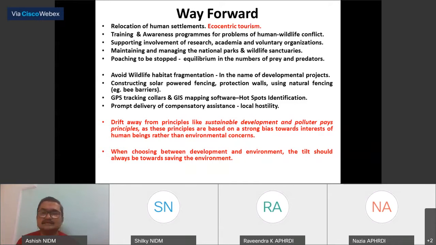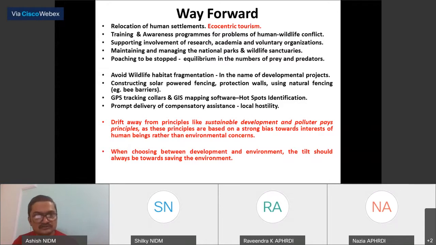Then we have to maintain and manage our national parks, wildlife sanctuaries. Once their boundaries have been identified, we don't have any reason to encroach those areas. And poaching has to be stopped at any cost, so that there will be equilibrium between the number of prey and predators, so that predators don't have to come to the human habitat. Then we have to avoid wildlife habitat fragmentation. Like I said, between national parks and sanctuaries, there shouldn't be a national highway.